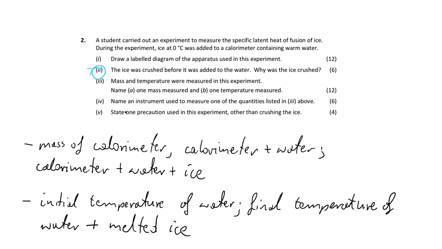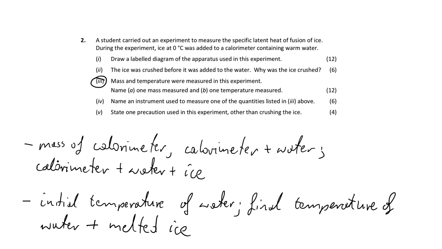Next question, we're asked to find out the following. We need to name instruments. We need to name one of the masses measured in the experiment, and we need to name one of the temperatures measured in the experiment. So we measure a couple of those quantities in this experiment.